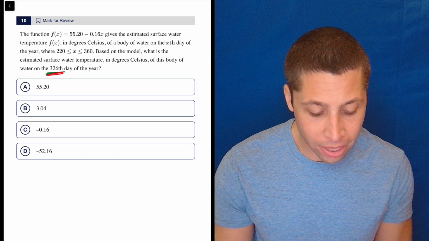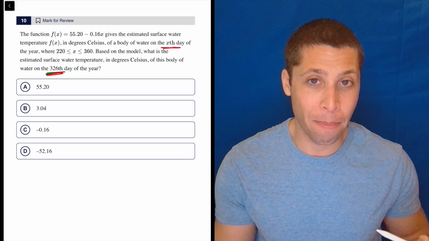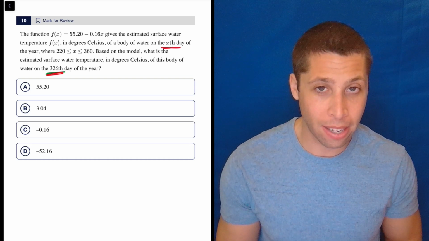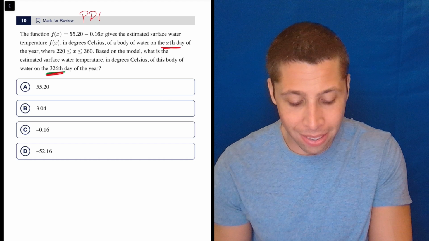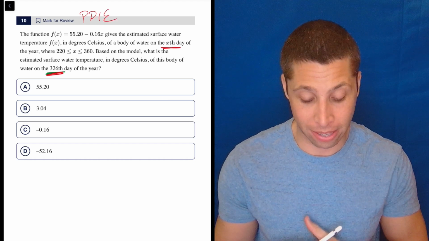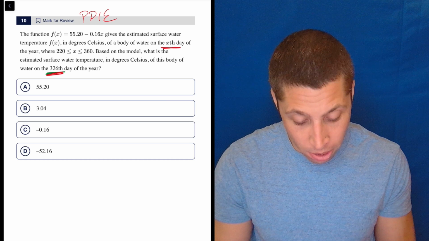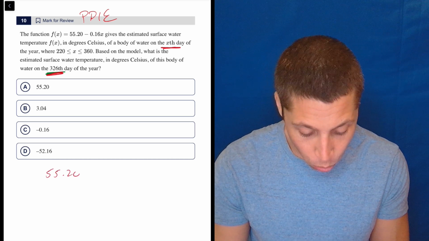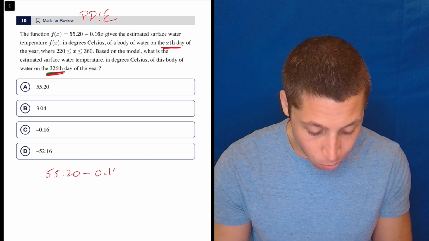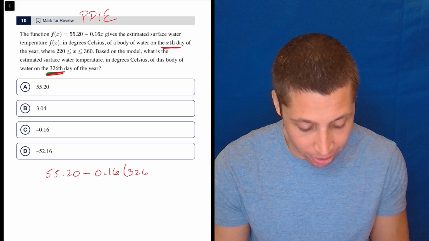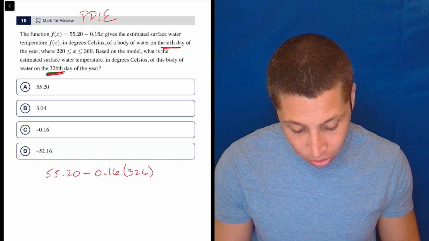Right? So look what they did. That matches up. X is the number of days. They're giving me a number of days. This is literally just plug points into equations. There's nothing complicated about this. 326 is the value of X. Put it in. So 55.20 minus 0.16 and 326, right? That's it. So let's do this in the calculator.